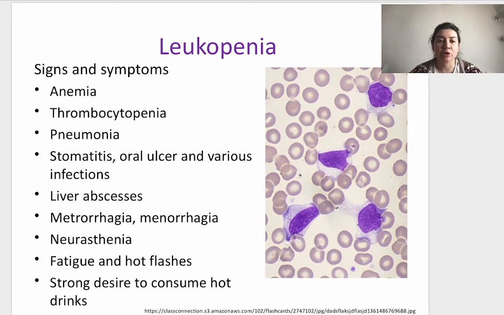Signs and symptoms of leukopenia: anemia, thrombocytopenia, pneumonia, stomatitis, oral ulcer, and various infections. Also liver abscesses, metrorrhagia, menorrhagia, neurasthenia, fatigue and hot flashes, and a strong desire to consume hot drinks.